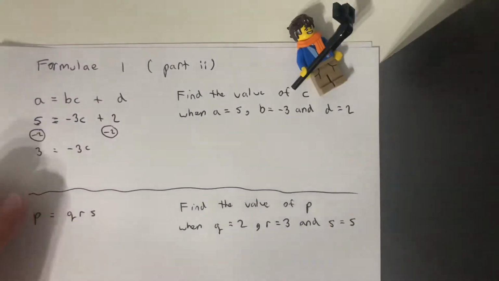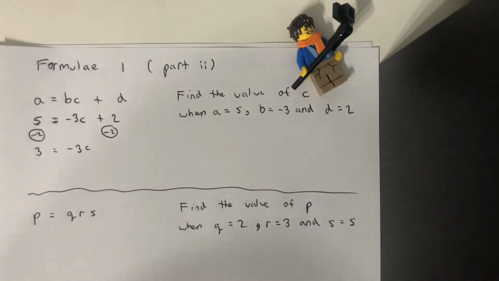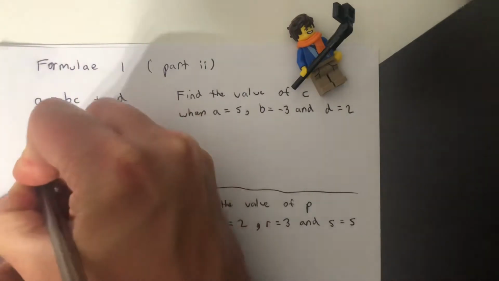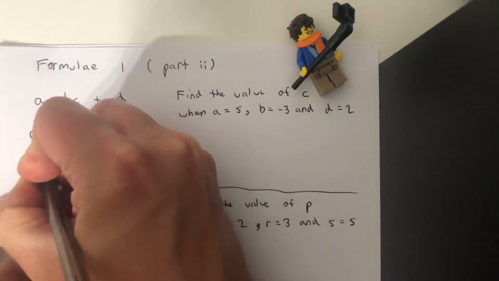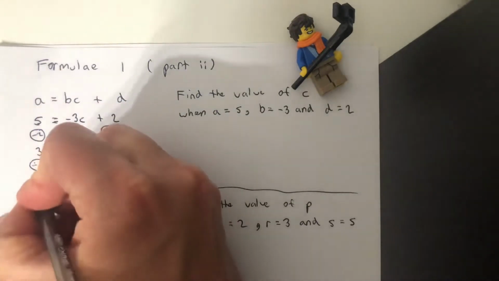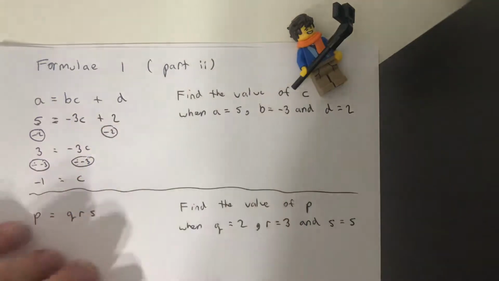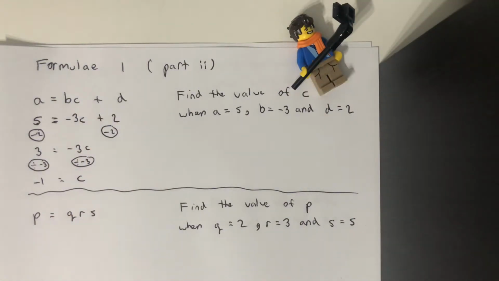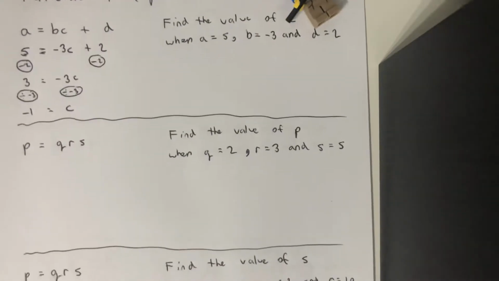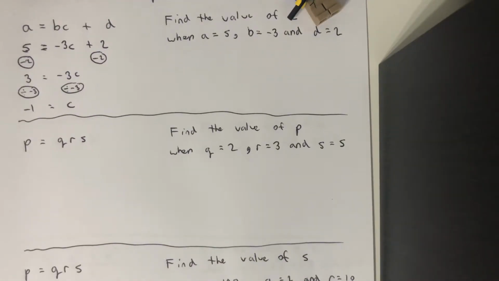So 3 is equal to -3c, and if we divide both sides by -3, we know what it's going to be if we just do divide by normal 3. So 3 divided by 3 is 1, so 3 divided by -3 is -1, and there you go, that's how you worked it out. So C is equal to -1, even though it reads -1 equals C, it means the same thing.